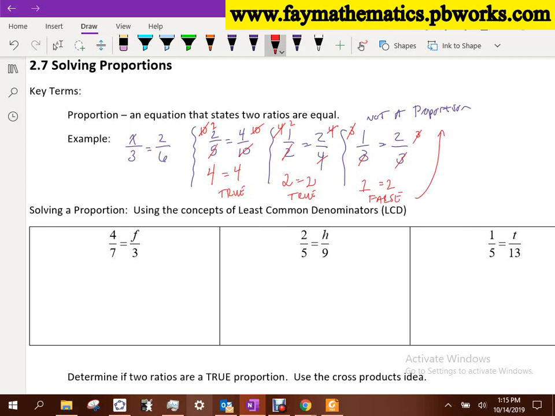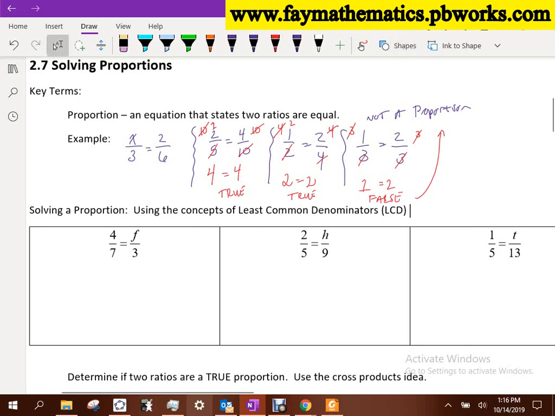If I multiply by an LCD and it gives me a true statement, then I have a proportion, meaning one of those fractions can turn into the other one, but it's still the same amount. If it doesn't give me a true statement, then it's not a proportion. We'll talk about how there is a simpler way of realizing whether we have a proportion or not.